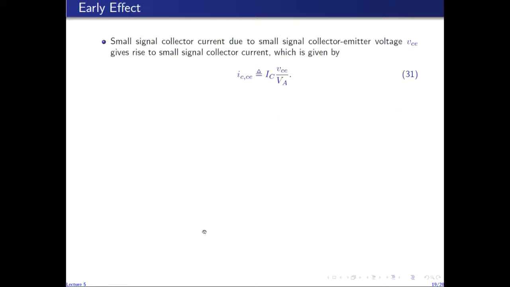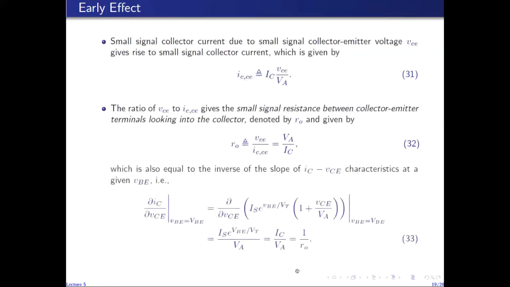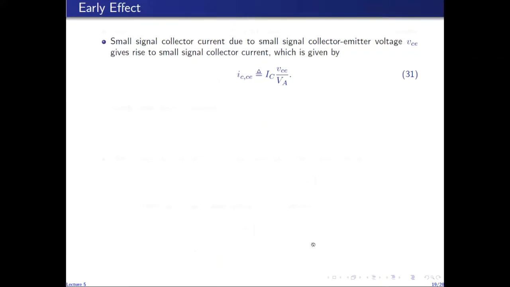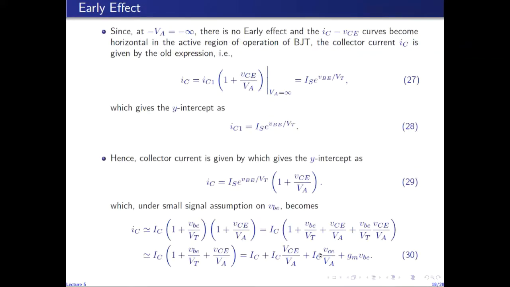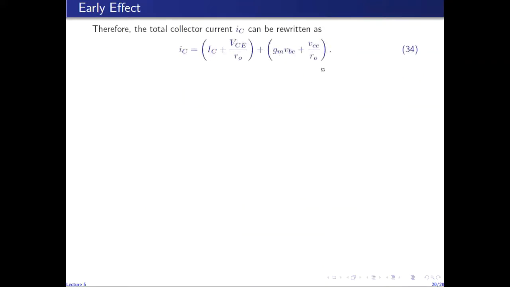So writing this expression in terms of R naught now, because R naught is VA over IC, and IC over VA is 1 over R naught. So we can replace IC over VA with 1 over R naught. We get the total collector current equal to this expression, in which this term is the new DC component of the collector current, and this is the new small signal component, in which this is the old component, which does not show any dependence on VCE, and this is the new component, which shows dependence on the small signal VCE.